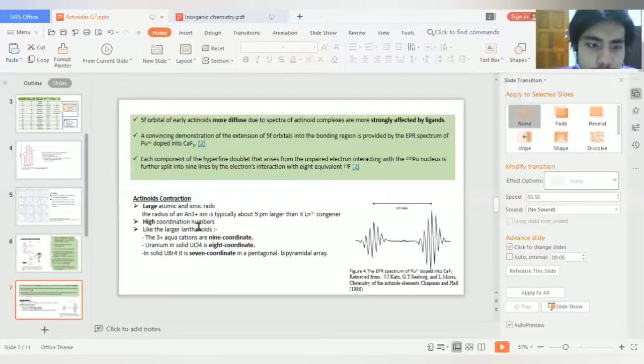Actinide contraction: large atomic and ionic radii, because according to the periodic table, when you go down the group the trend is that it gets bigger. For example, the radius of an actinide 3+ ion is typically about 5 picometers larger than its lanthanide 3+ ion congener. Actinides have high coordination numbers, like the larger lanthanides; the aqua ions are high coordinate. Uranium in solid UCl4 is 8 coordinate. In solid UBr4 it is 7 coordinate in a pentagonal bipyramidal array.